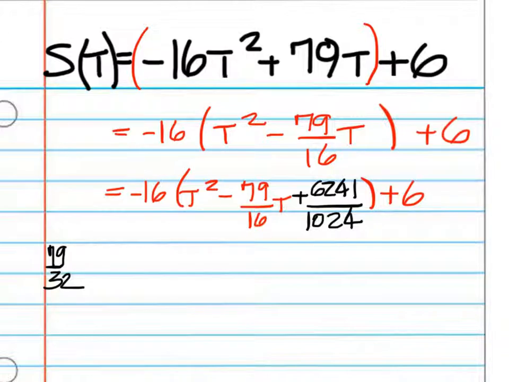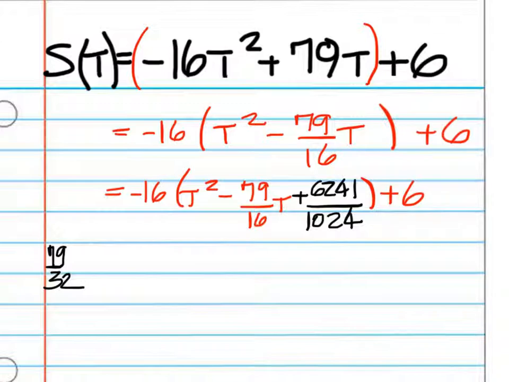Yeah, whatever is there in the black, I have to multiply it by negative 16. If I multiply by negative 16, I'm just multiplying negative 16 by 6241 and then putting it over 1024. Negative 16 times 6241 comes out to be 99,856. Now remember, we're doing minus. It's a negative 16 times that positive fraction. That comes out to be minus.